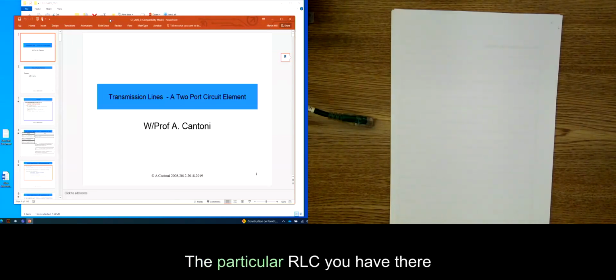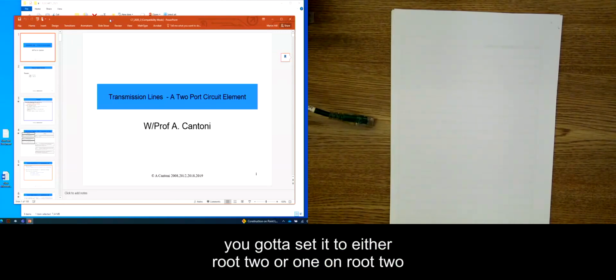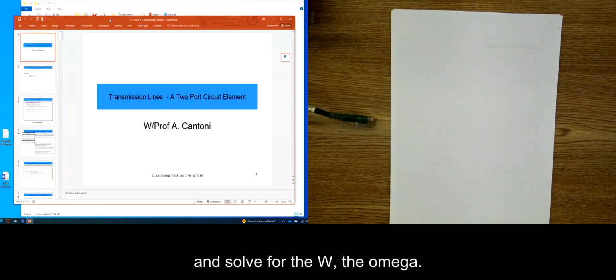The particular RLC you have there actually has quite a peak in it. So keep that in mind. But as I said, you've got to set it to either root 2 or 1 on root 2 and solve for the omega. Okay.